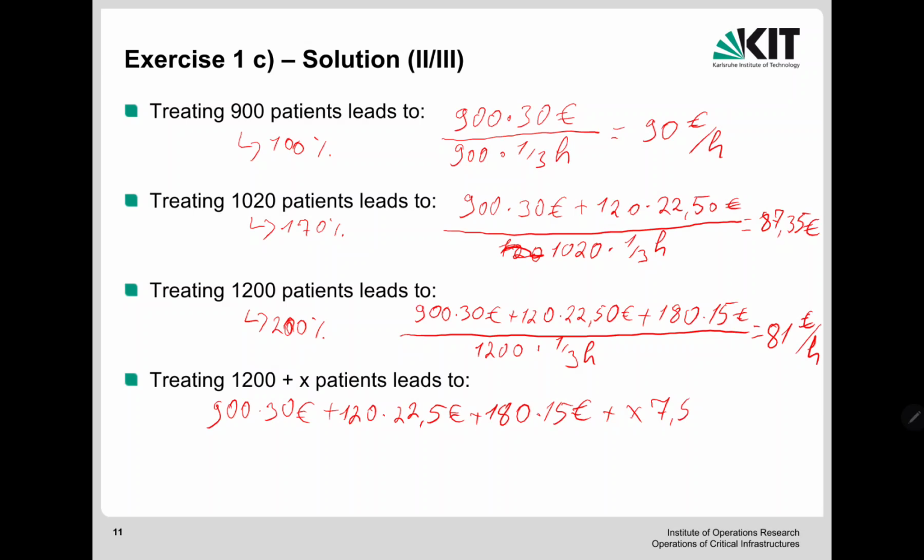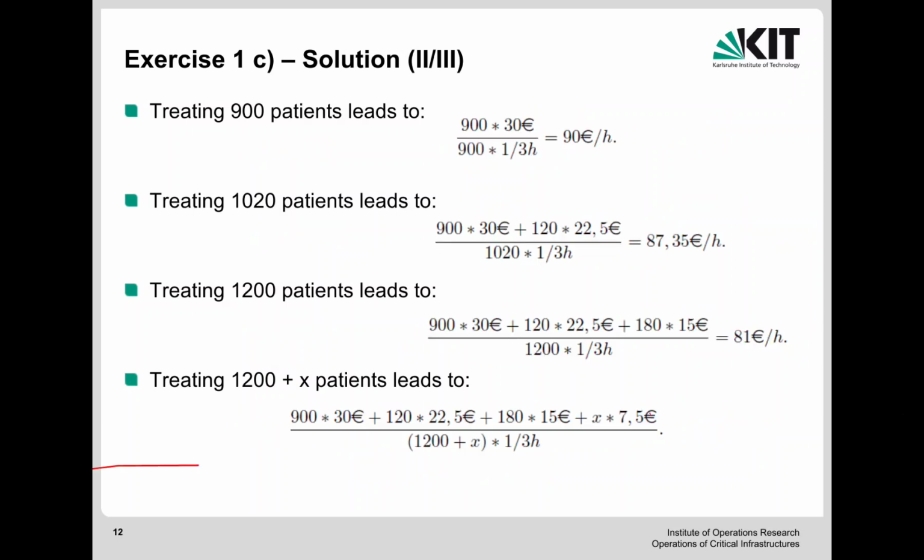Multiplied by 7.50 euro. Okay, but we don't know exactly this number. And this is the same for the denominator. So we have 1,200 for the 200% limit plus X, what we don't know. And they will also be treated 1/3 of an hour on average. So, okay, and what is this? And here we have to see, so this is nicely written. Again, if you would like to see the correct numbers, please go to this slide.